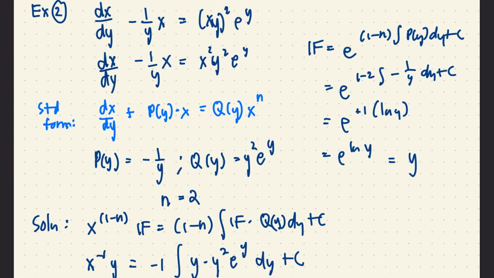We now go to the second example. We have dx over dy minus 1 over y times x is equal to x squared y squared e raised to y. Okay? So we can just rewrite the right-hand side of the equation. We can distribute the exponent with x squared y squared e raised to y.